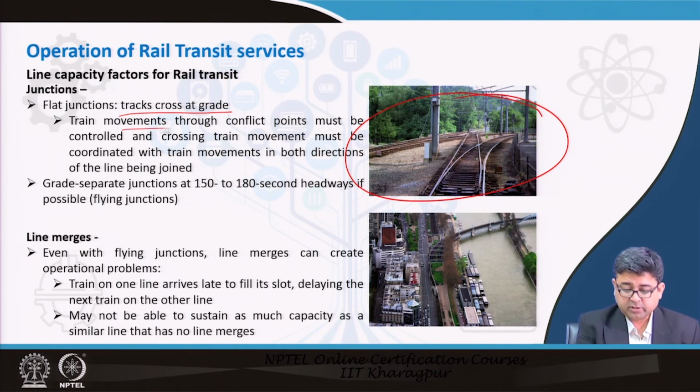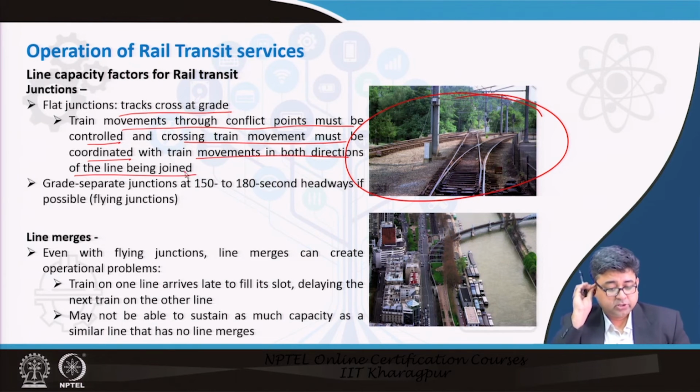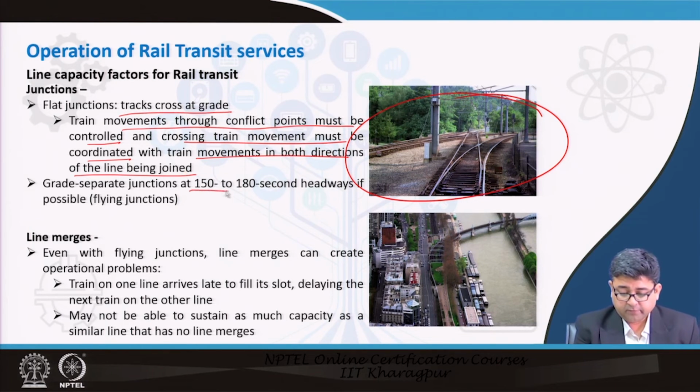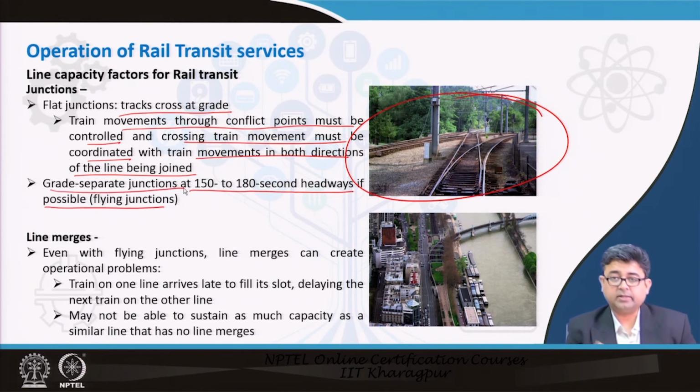Then the train movements through conflict points must be controlled, and the train crossing movement must be coordinated with train movements in both directions of the line being joined. So, always 150 to 180 second headways, if possible, are given at grade separated junctions. Again, this adds to your delay and has to be taken into consideration when you are calculating your headways as well as your capacities.